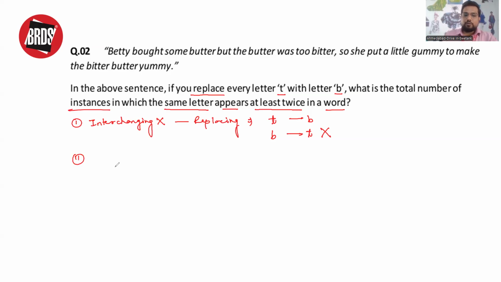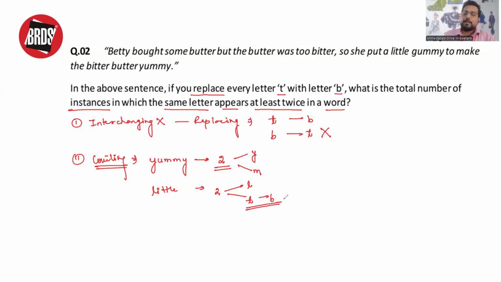If we go for this one, most probably you may have made a mistake in the counting. If we talk about the word yummy, that would be counted as two instances. The first instance is of Y and the second instance is of M. Similarly, little would also be counted as two instances. The first instance would be of L and the second instance is of T, which is replaced by B.